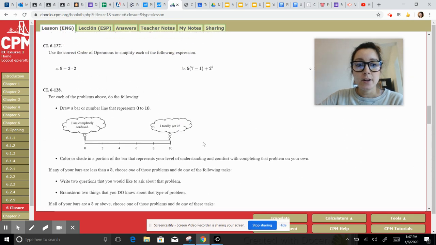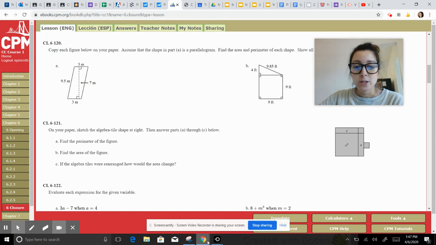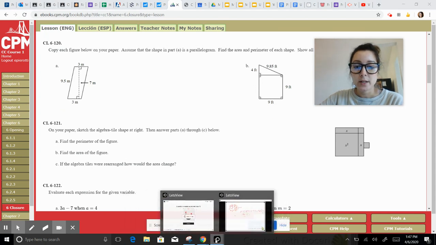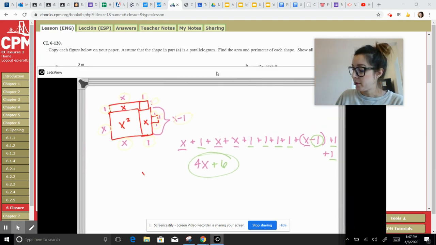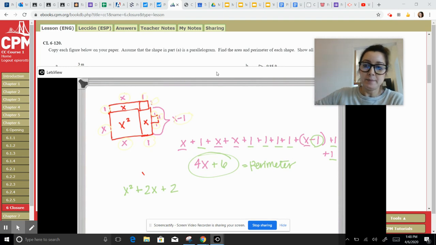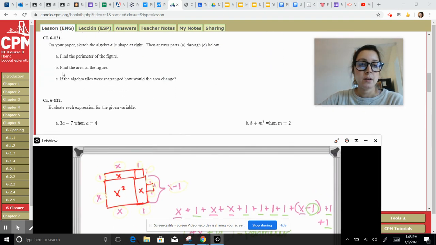Okay, and then area, we just name whatever tiles we have. So this is our perimeter. And then the area, I'm just going to name the tiles that I have in front of me. So I have x squared plus 2x tiles plus 2 unit tiles. And that's my area.